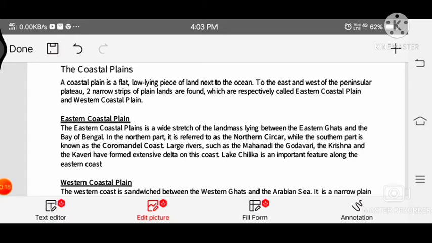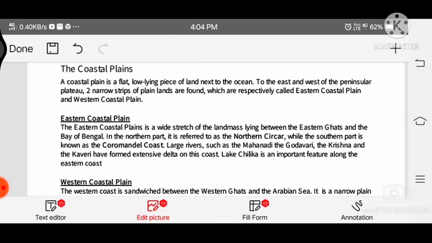Large rivers such as the Mahanadi, the Godavari, the Krishna, and the Kaveri have formed extensive deltas on this coast. Lake Chilika is an important feature along the eastern coast.